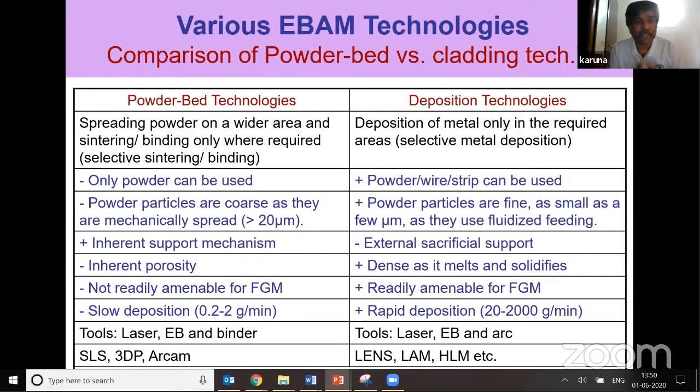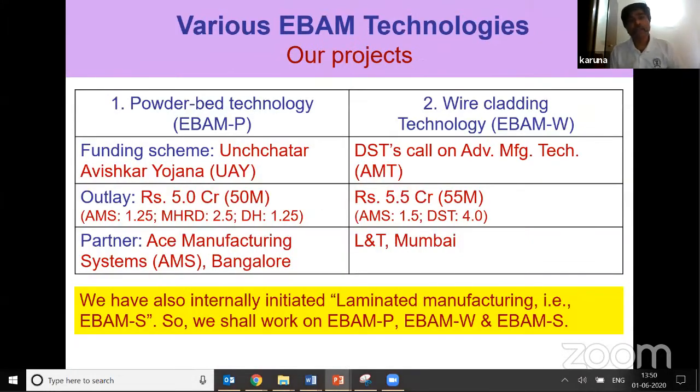If your component size is limited to 400 millimeter and you don't want to do any finish milling, then go for powder bed technology. If the component is going to be 2 meters, 1 meter, and you can do the post milling process, then go for deposition technology. Each has its own advantages. So I'm very close to winding up. We have two important processes. One is powder bed technology and the other is wire based cladding technology.